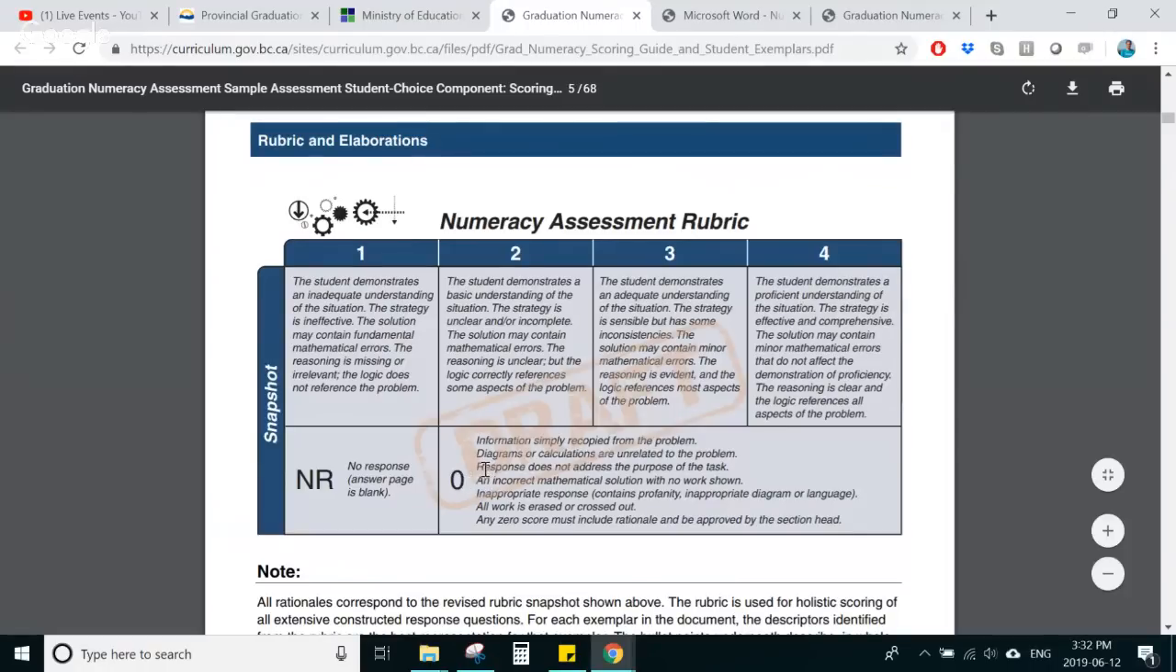You only get a 0 under the following conditions. Information is simply recopied from the problem. Diagrams or calculations are unrelated. The response does not address the purpose of the task. An incorrect mathematical solution with no work. Inappropriate response. All work is erased or crossed out. Any zero score must include a rationale. That's not another option. We just pick one of these responses to include with the zero.